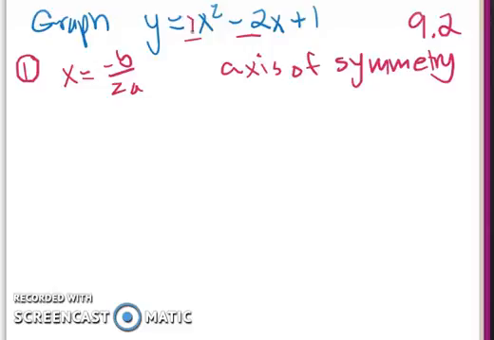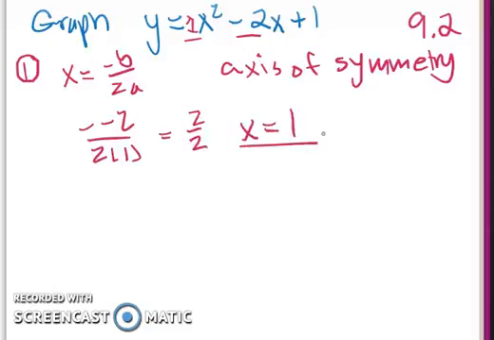The a is right here, which is just a 1. And we're going to get negative 2 over 2 times 1. And that's going to become a positive 2 over 2, or x equals 1. So that's technically my axis of symmetry. Step 2, I'm going to plug that back in to find y, because I need an actual vertex point.